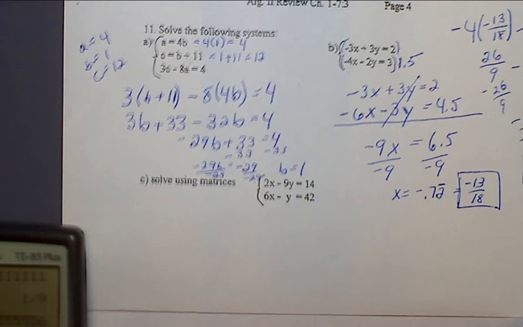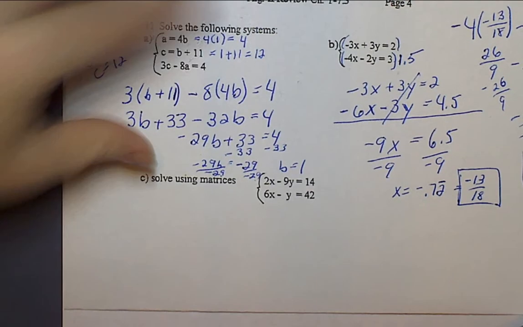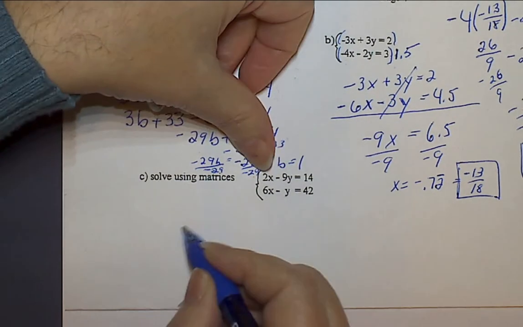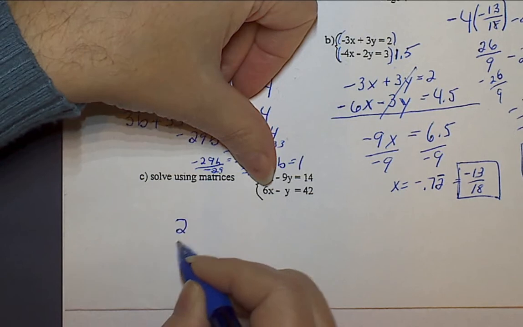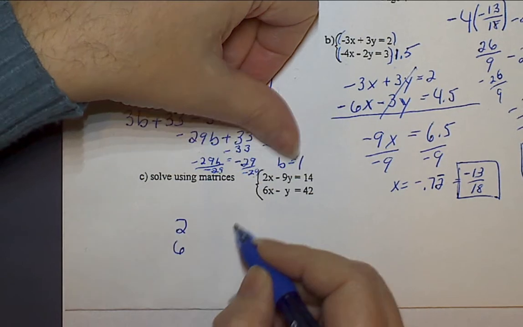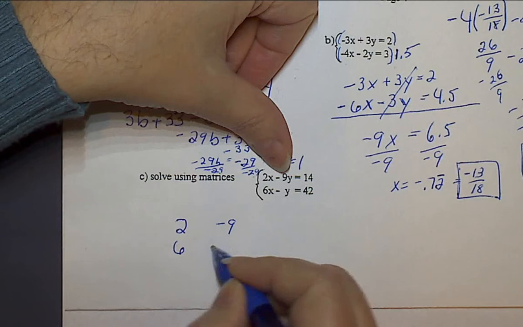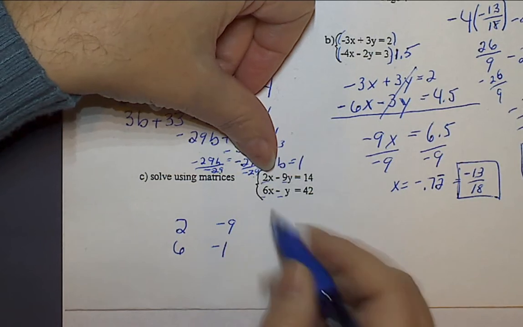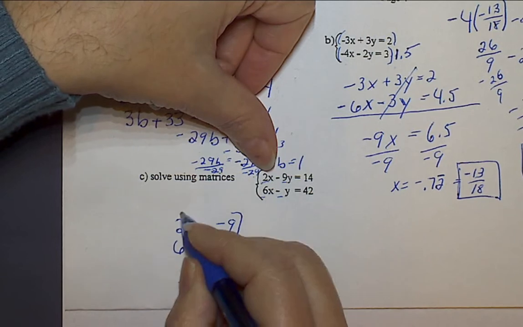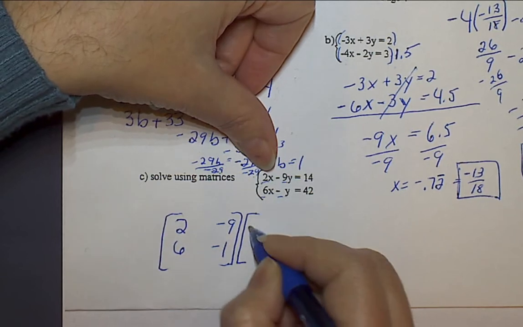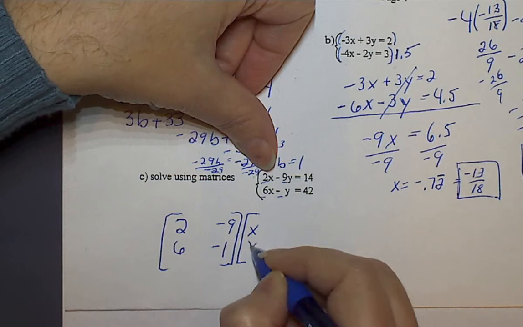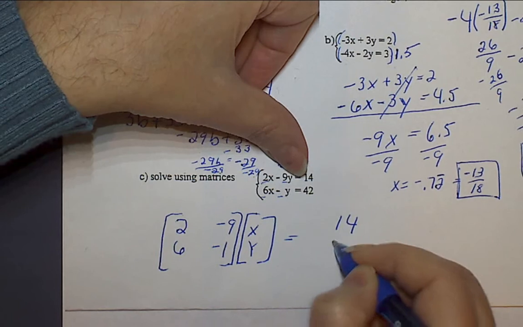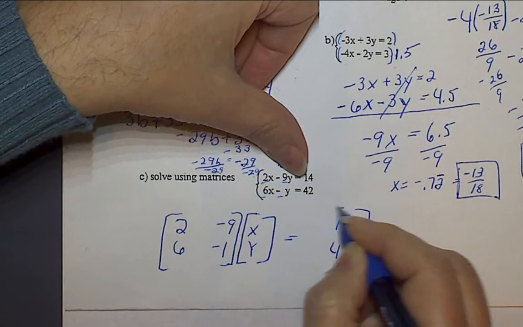Number C, or letter C, it says to solve using matrices. Well, so let's find what the left side looks like. So you bring down your 2, your 6, your negative 9, negative 1. So I'm just bringing the coefficients. So whether you have a graphing calculator or not, make sure you know how to do this, because it will be on the test, and even if you don't have the graphing calculator, you will be able to answer this question if you know how to set it up. 14 and 42. So that's just simply setting it up.